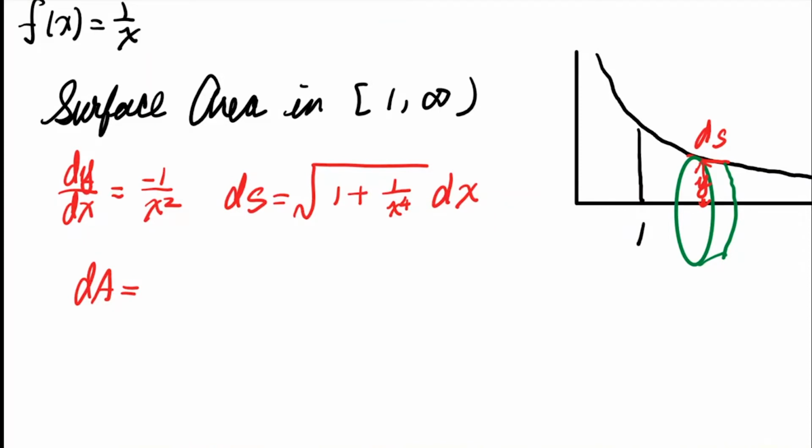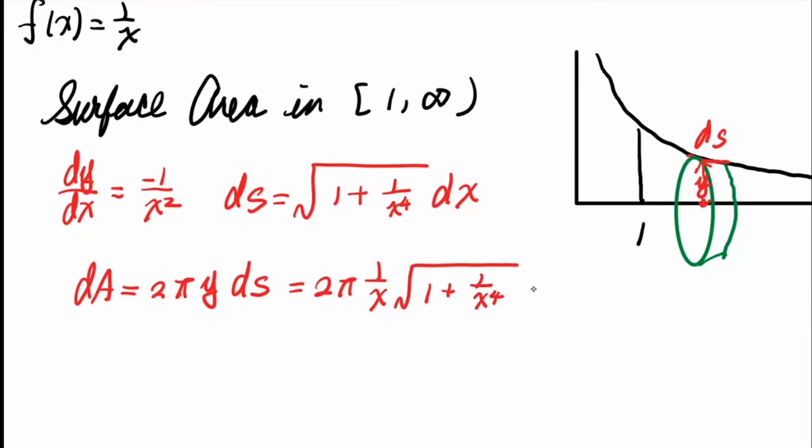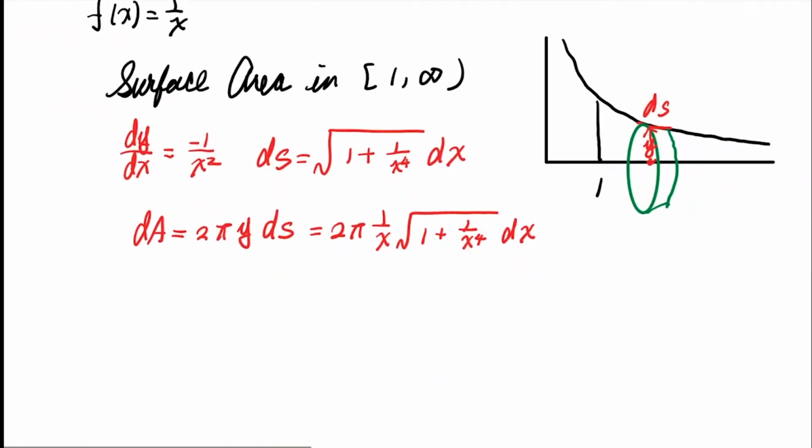Okay. Now, so we have circumference 2 pi y times ds. You still remember the surface area thing? Okay, so that becomes 2 pi, and my y is 1 over x, correct? And then dS, the square root of 1 plus 1 over x to the 4th power, dx. How are we going to integrate that thing? Are you worried yet?